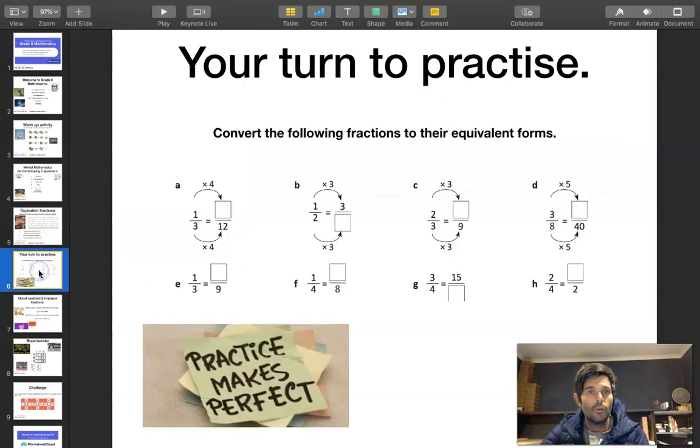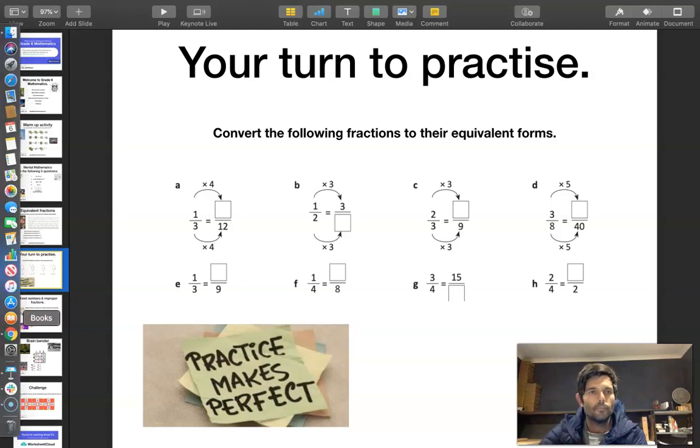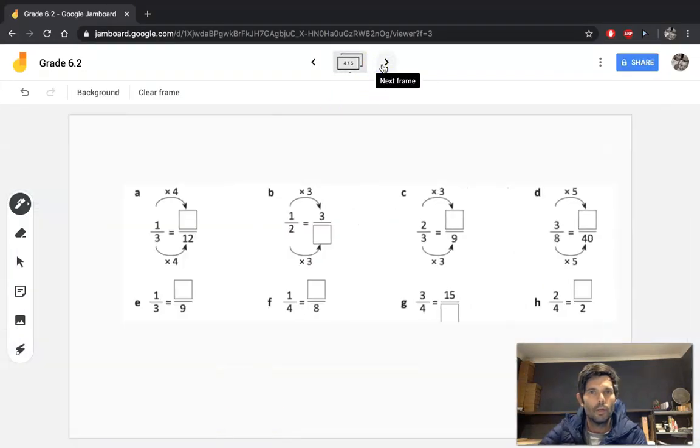So I've got some practice for you to do. Okay, so you need to convert the following fractions into their equivalent forms. There are some clues there for you, in the first four, and then the second four from E to H. Let's have a look and see if you guys can get those by yourselves. Okay, so I'm just going to put them up on the Jamboard quickly. There they are there. I'll give you a few moments.